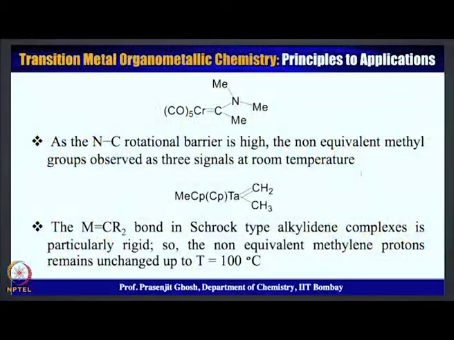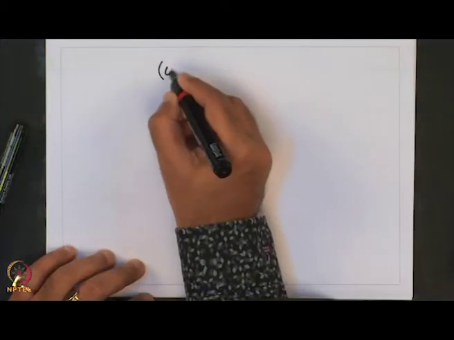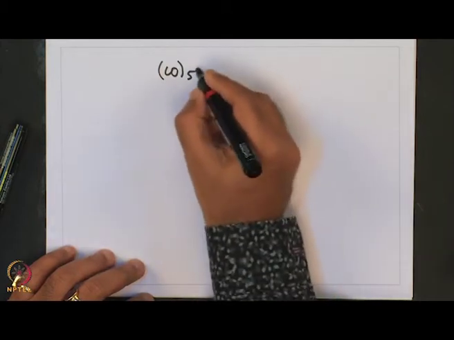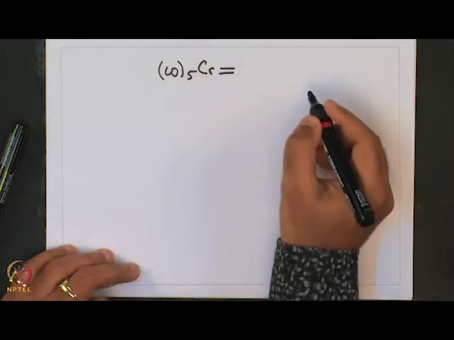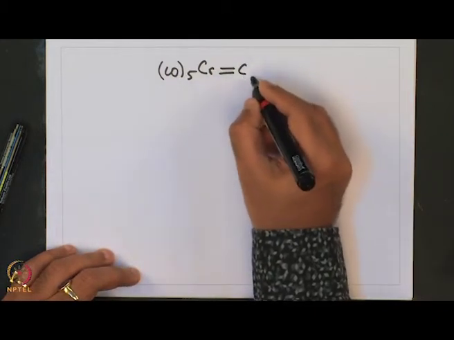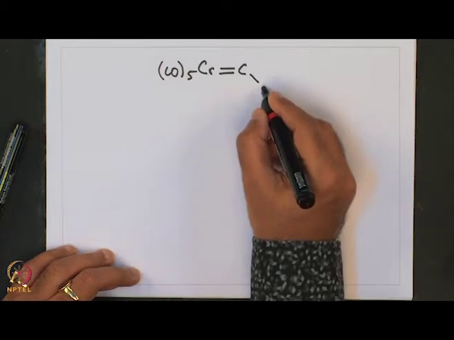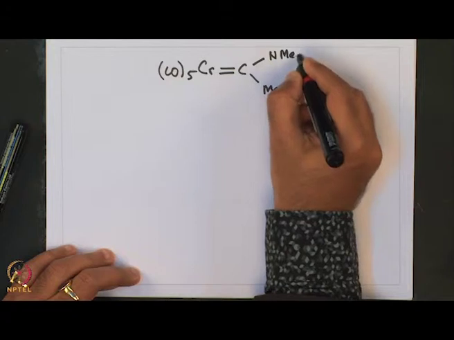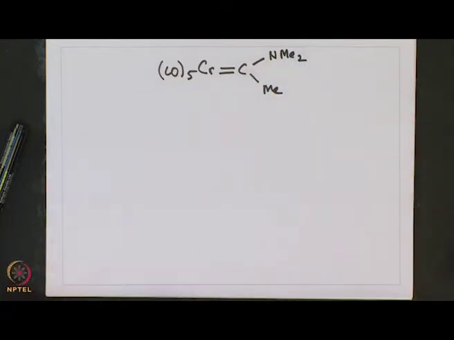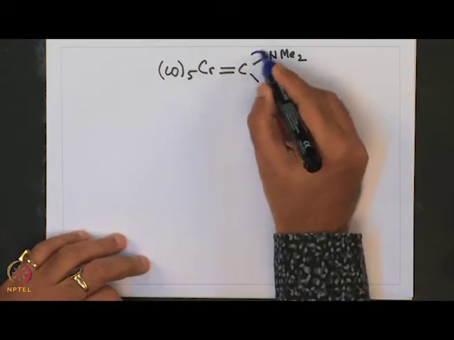For example, in the nitrogen analog or variant of this Fischer carbene complex, particularly where the rotation is not very fast. For example, in this compound, pentacarbonyl chromium methyl with N-Me2, this rotational barrier is high, and the rotation is very slow.